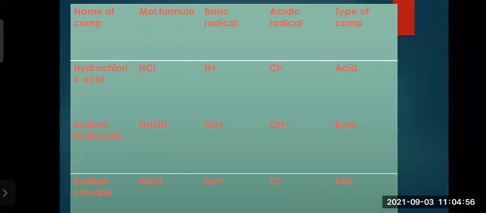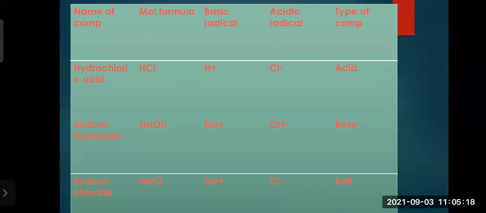OH is hydroxide. NaOH, sodium hydroxide. The basic radical is other than H plus, it is Na plus. But the acidic radical is OH minus. More important is the acidic radical. When the compound contains the OH minus ion as the acidic radical, then it is a base.